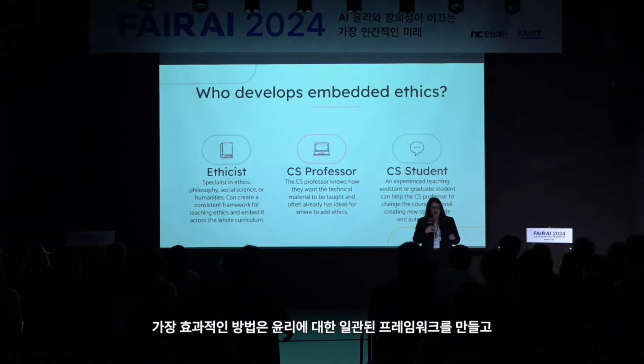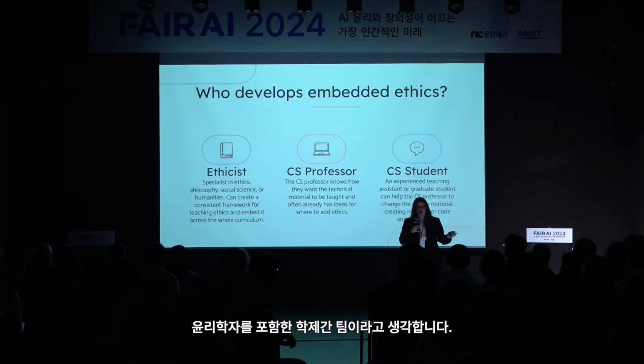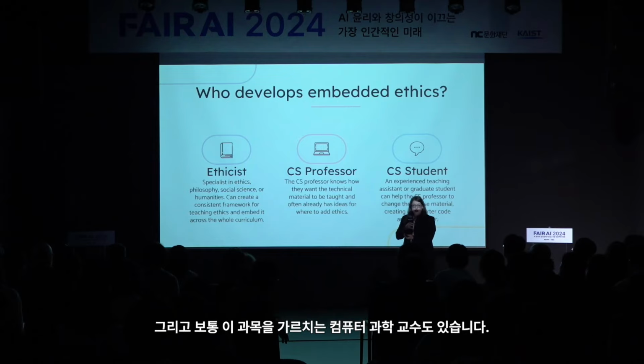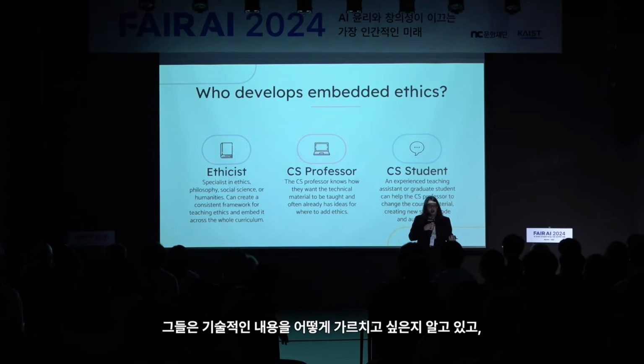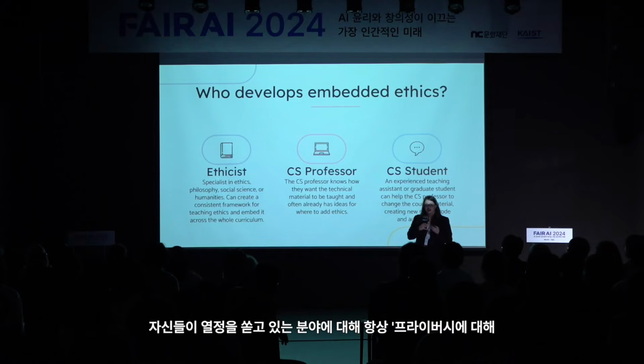And I think what tends to work best are these interdisciplinary teams, where there's some kind of ethicist who can create a consistent framework for ethics and embed it across the whole curriculum. And then there's the computer science professor who's normally teaching the course. They know how they want the technical material to be taught. They often already have ideas for where to add ethics. There are things that they care about.